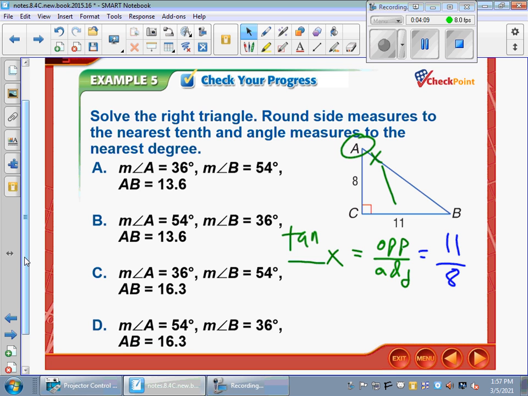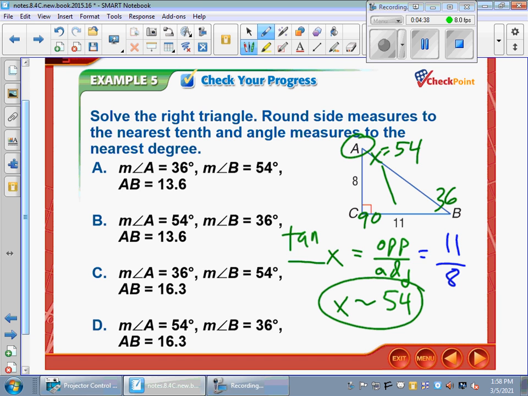And if you do that wrong, the calculator, I don't think will do that correctly. So 11 divided by 8 gives me 1.375. I do the inverse tangent, so shift tangent, shift or second answer, and I output that my x, or this angle, is about 54 degrees. So this is 54. This right here is 90. I'm going to go 90 minus 54. So this angle is 36. So now I have all 3 angles.